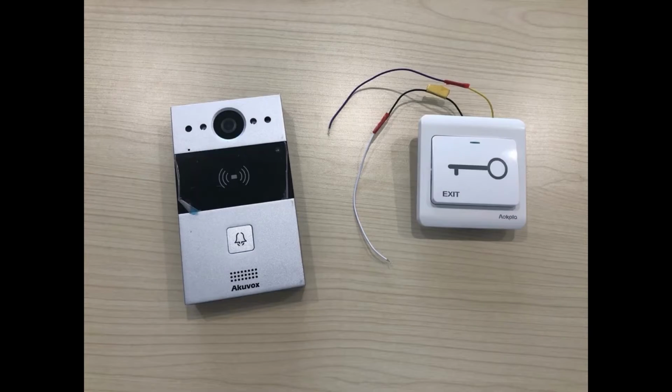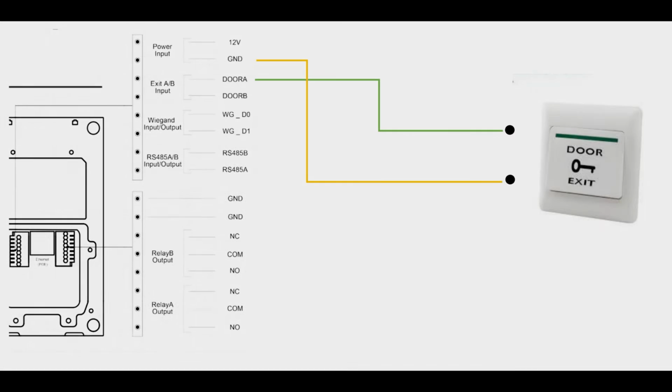In this scenario, we will unlock the door with one push of the button. For this project, we will be using the R20 door phone and a push exit button. Please refer to this official wiring guide. We will use two wires to connect the door phone and the exit button.